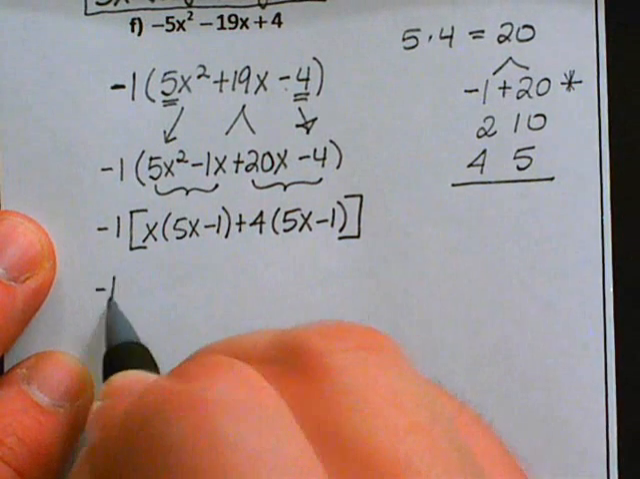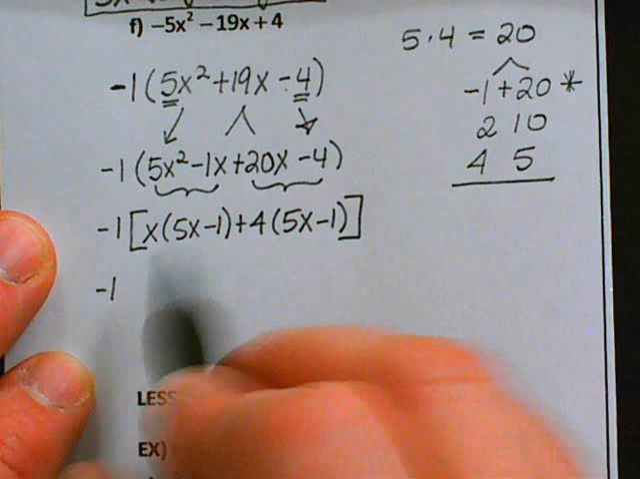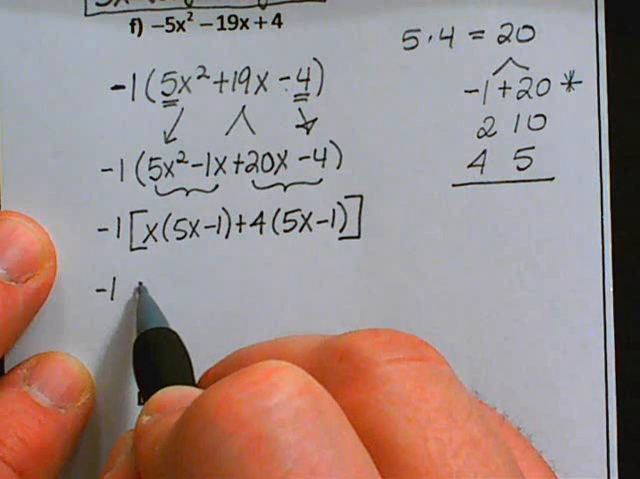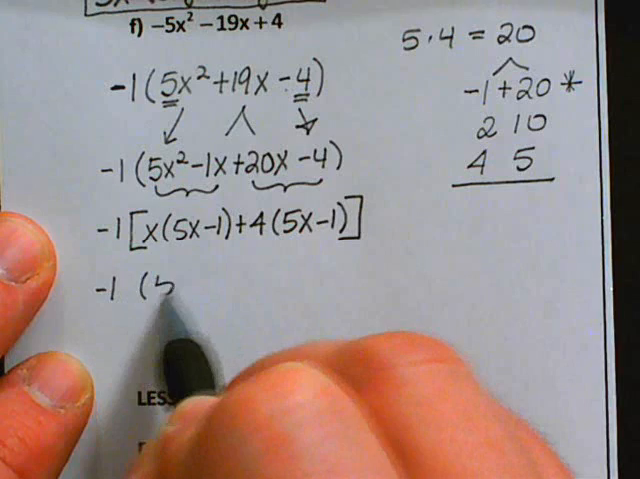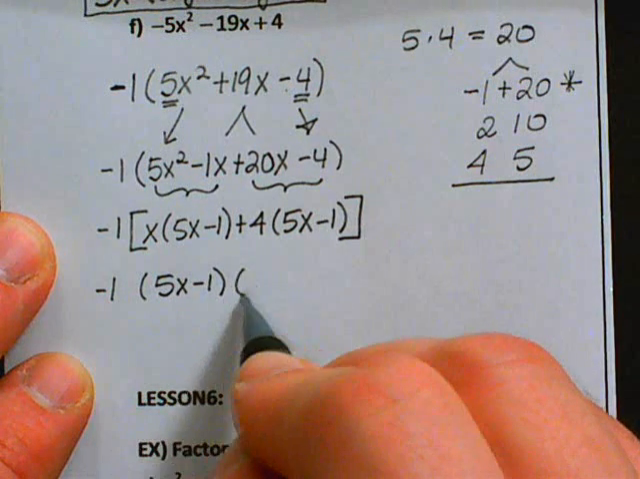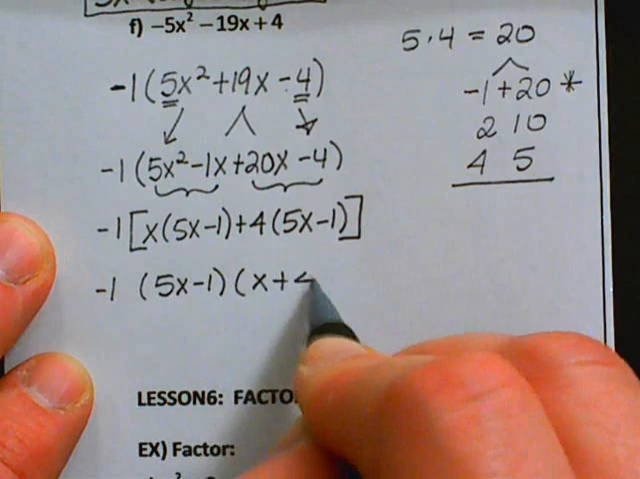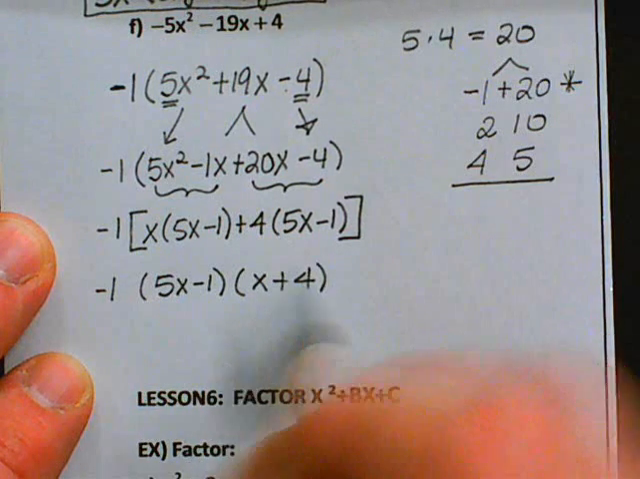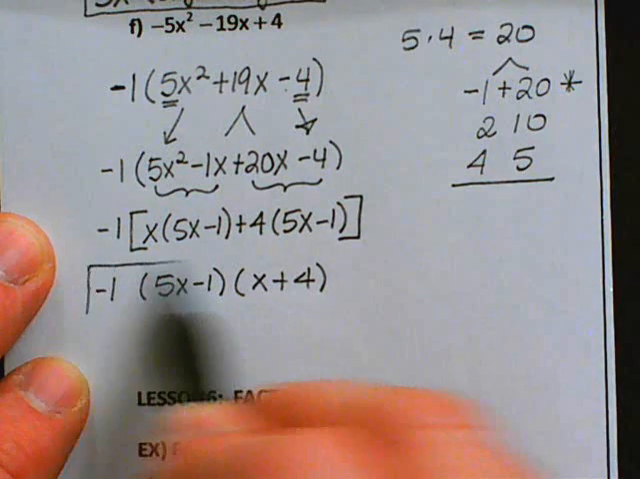Very well. What can I factor from these two terms? I can factor out a 5x minus 1. And what's left? An x plus 4. And that is our answer for this problem.